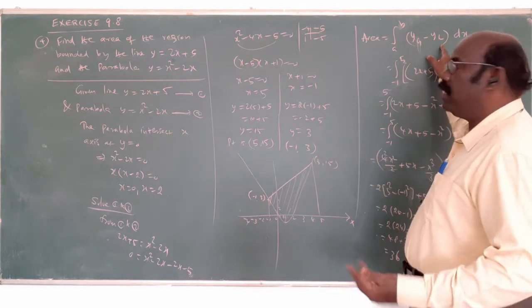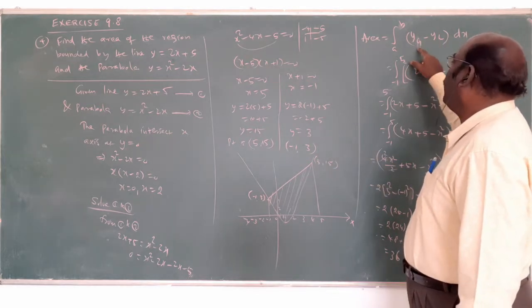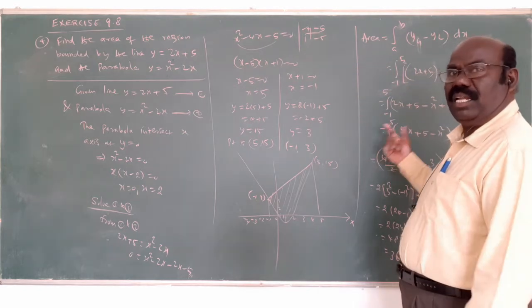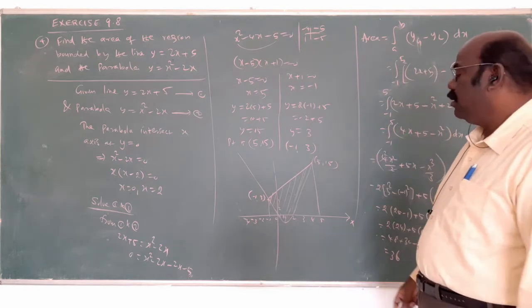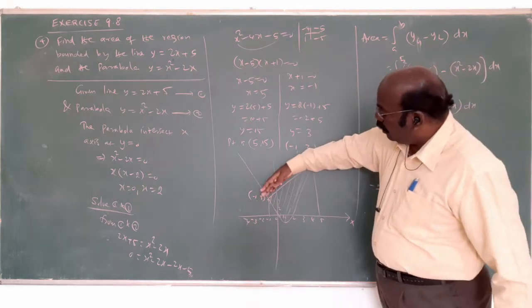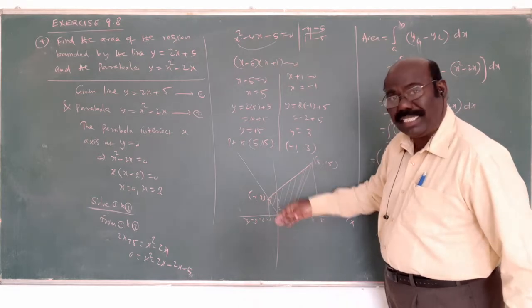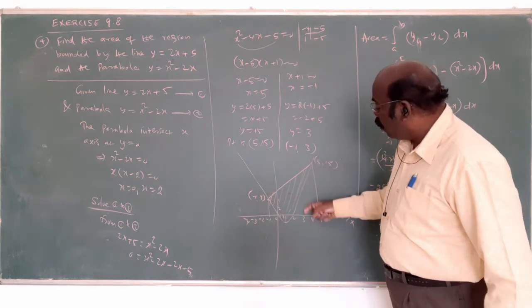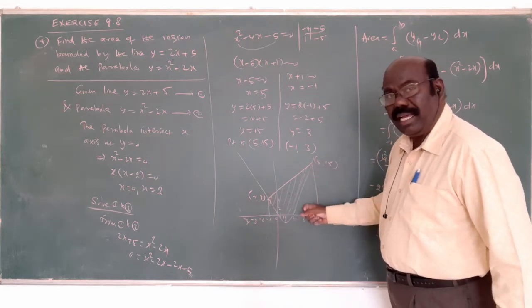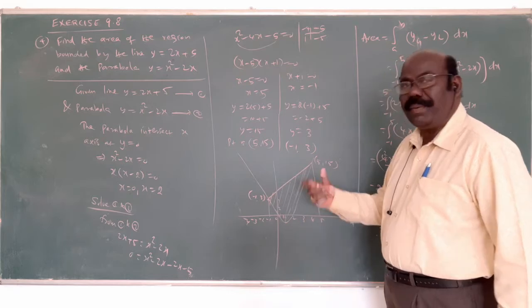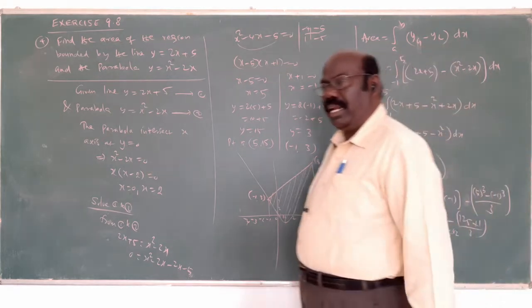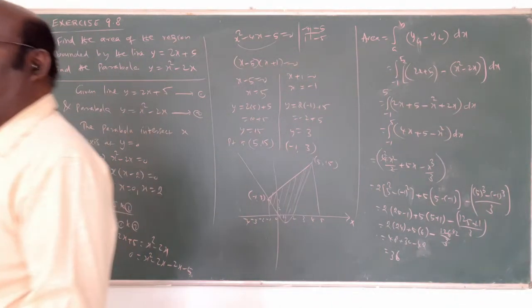That is also a correct formula. Here y_G minus y_L, where G represents the greatest area and L represents the least area. From the straight line to the x axis, that is the maximum area. From the parabola to the x axis, that is the minimum area here. That's why it is line minus parabola. In this way you want to apply it.